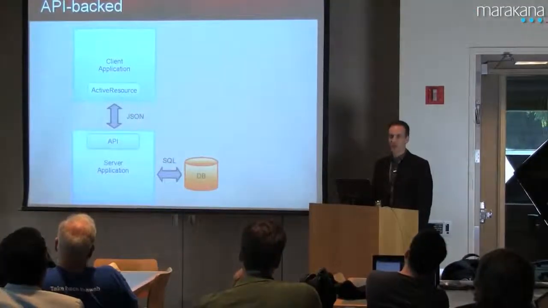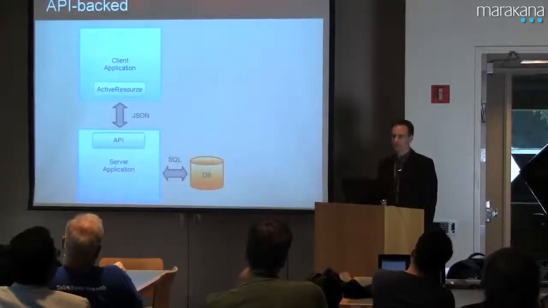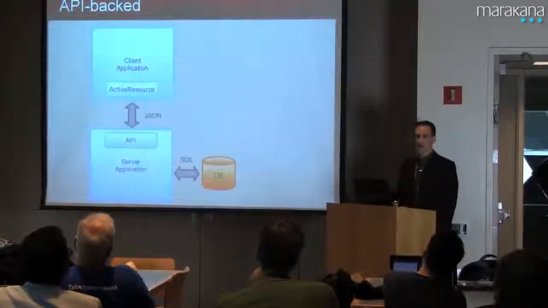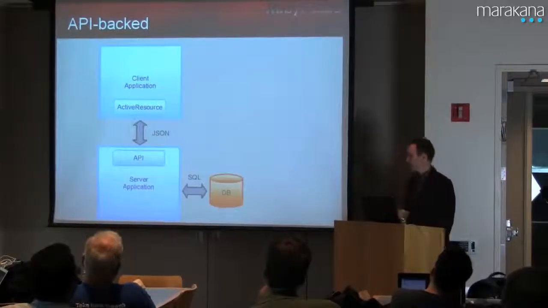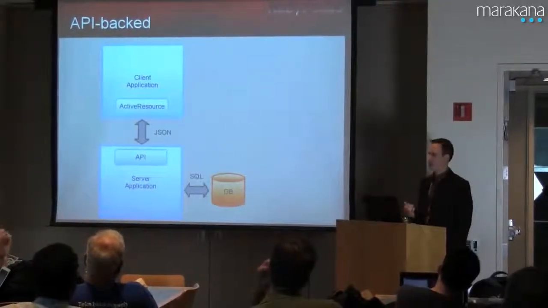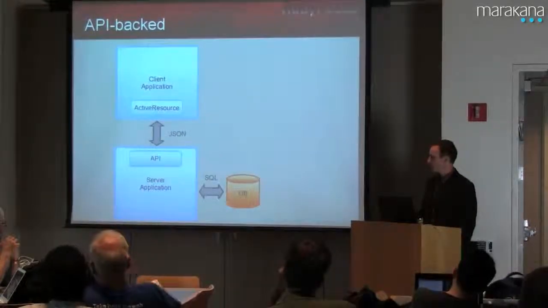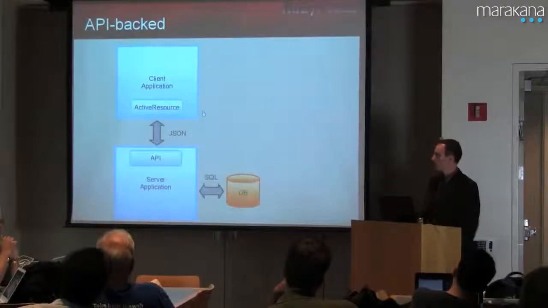And ActiveResource was added to Rails around 2.0 or so, and it's designed to make the data connection to the backend somewhat transparent. And I'm saying somewhat because it's not fully there. And then the server application, of course, might have its own database it talks to through SQL again. This is a common model.